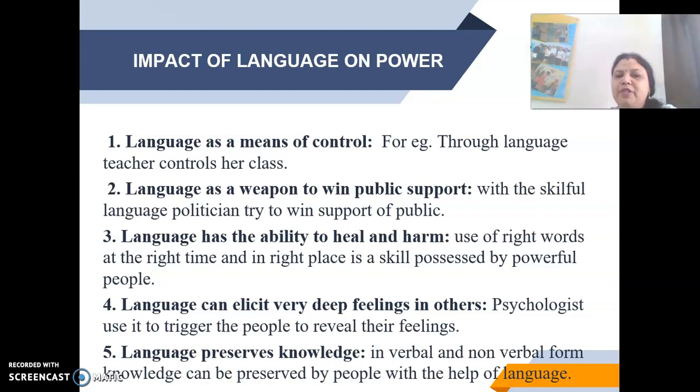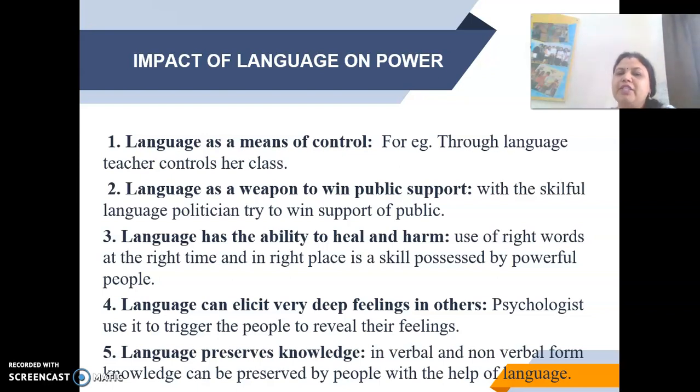Language as a weapon to win public support. With skillful language, politicians try to win the support of the public, and not only the politicians, but also the dharma gurus try to win public support and to attract attention towards them. It is only possible with the use of language in a particular way or in an influential manner.